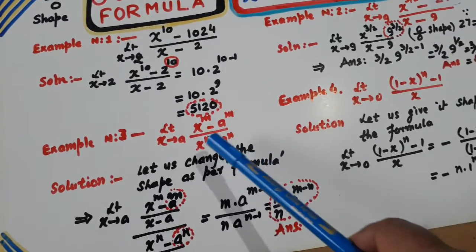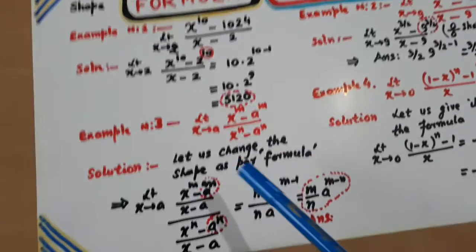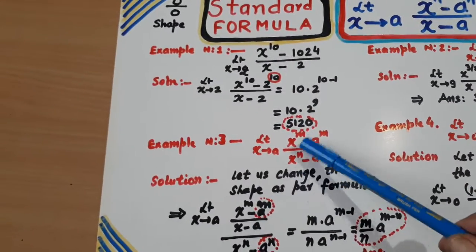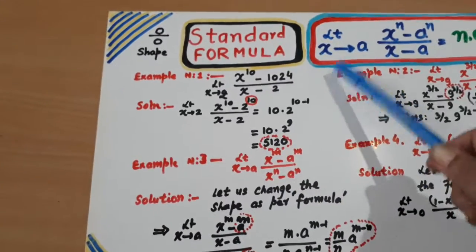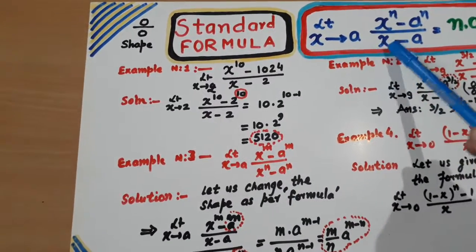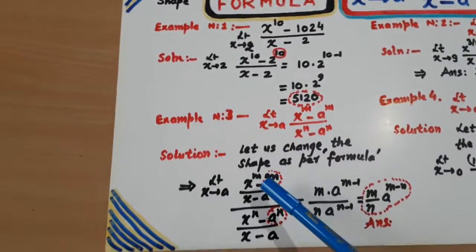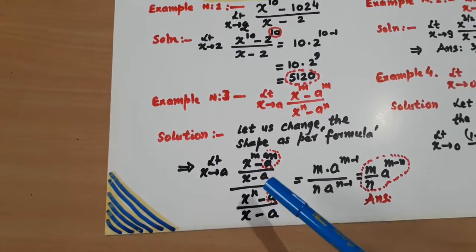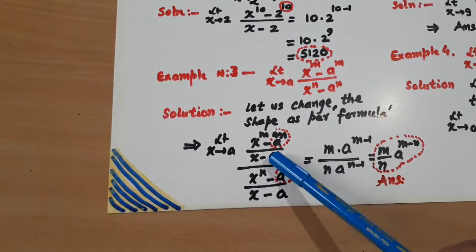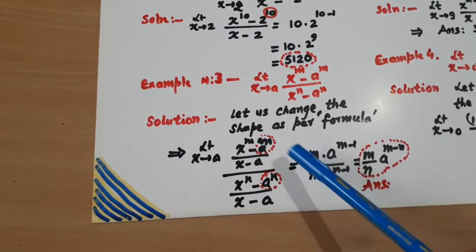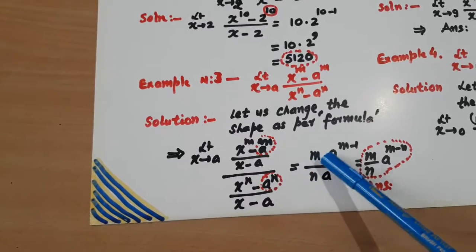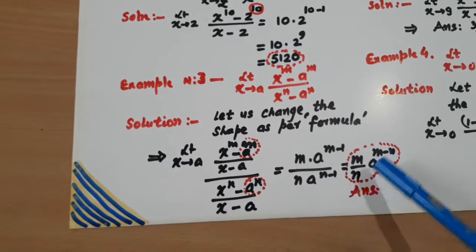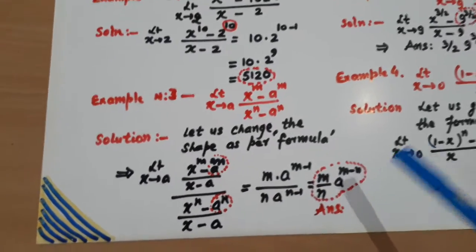Similarly, (x raised to power m minus a raised to power m) over (x raised to power n minus a raised to power n), limit x goes to a. Now these are basically two questions, one in the numerator, other in the denominator. But we have to put it in the shape of the standard formula. So x minus a should be in the denominator. In the upper case, x minus a is not there, so divide by x minus a. In the denominator also divide by x minus a. So you will get m a raised to power m minus 1 in the numerator, and in the denominator n a raised to power n minus 1. So it will be m over n a raised to power m minus n.